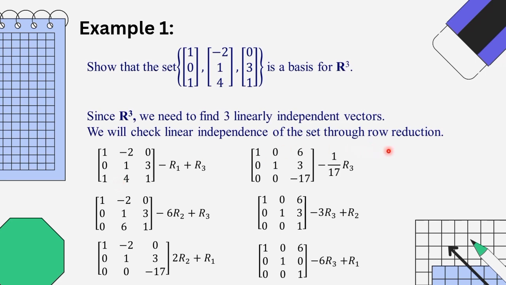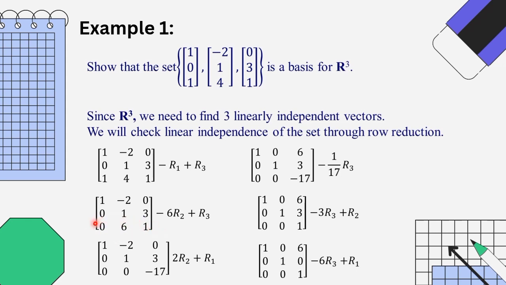So the first thing that we're going to do is to make our third row, first column equal to 0. By doing that, we are going to do this operation. We have to multiply row 1 by -1 and add it to row 3. Now the result of this operation is 1, -2, 0; 0, 1, 3; and 0, 6, 1. As you can see, the first row and second row are not changed. It's only the third row of our matrix that changed through this operation.